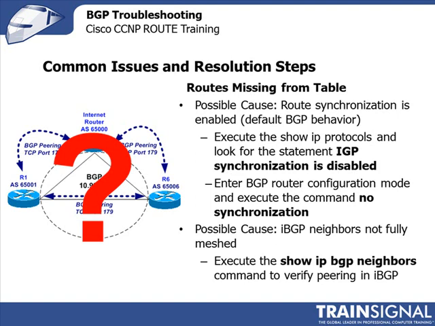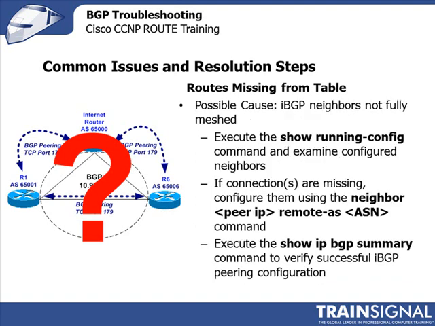You can do show ip bgp neighbors to verify that peering's happening correctly. And you can use the show running-config command, and you may have to do a little bit of digging and detective work in order to determine whether or not the neighbors are fully meshed. If there are connections that are missing, for instance, in the graphic that we have to the left, if these were iBGP routers in AS 65000, the internet router and router 1 were connected directly, and then router 1 and router 6 were connected, but there was no connection between the internet router and router 6, that would be a missing leg to a fully meshed environment.